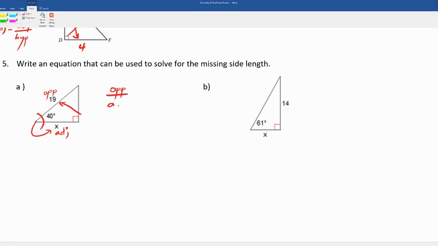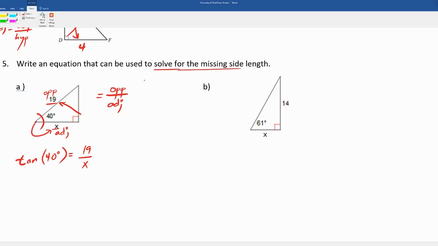Now, who uses the opposite divided by the adjacent, right? Who works with both of them? Oh, that's tangent. So we're going to have tangent of our reference angle, which happens to be 40 degrees, equaling our opposite, which again is 19, over our adjacent, which is x. Now we have to solve for the missing side length.